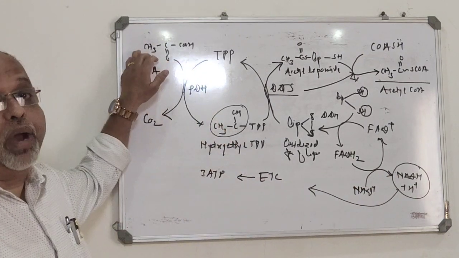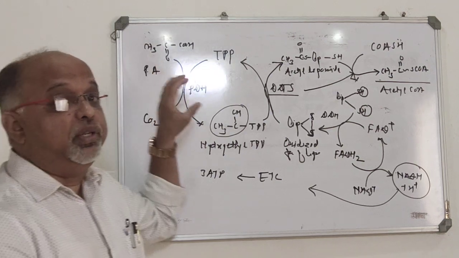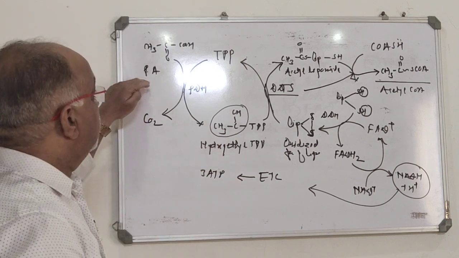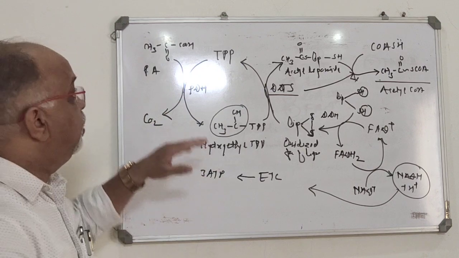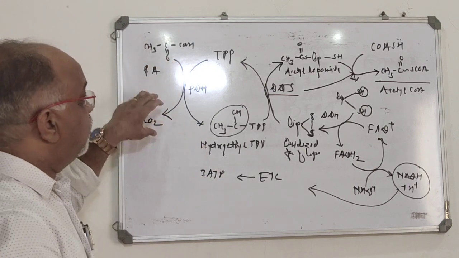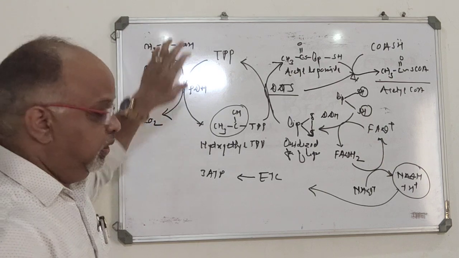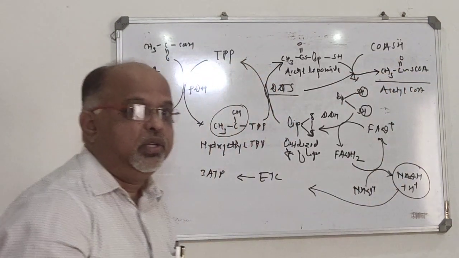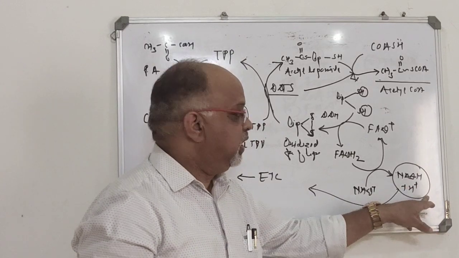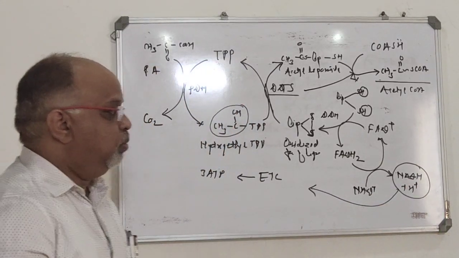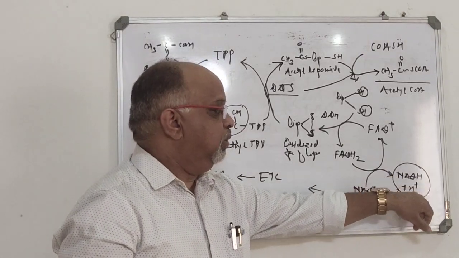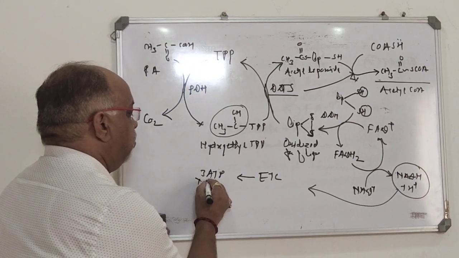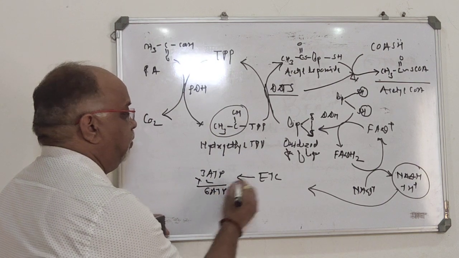But as we have seen in glycolysis, when one glucose molecule is converted into two molecules of pyruvic acid, the two molecules of pyruvic acid are converted into two molecules of acetyl CoA. So finally, two molecules of NADH plus H plus are formed, and these two molecules of NADH plus H plus donate their reducing equivalents to the electron transport chain, forming 3 into 2, that means 6 ATPs.